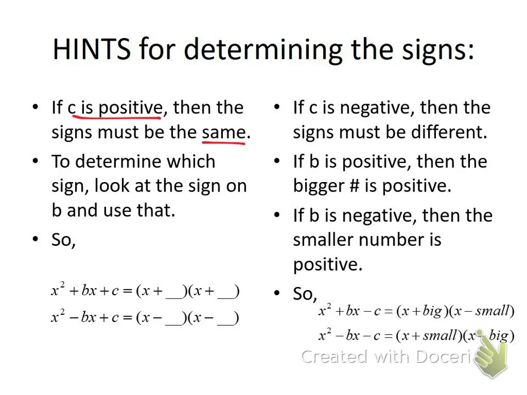If c is negative, the signs must be different. This is when it gets a little trickier. If b is positive, then the bigger number is positive. If b is negative, then the smaller number is positive.